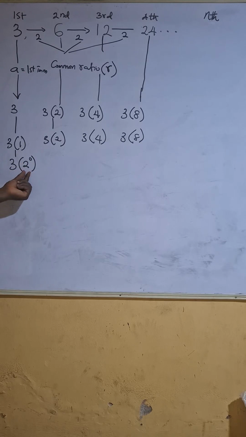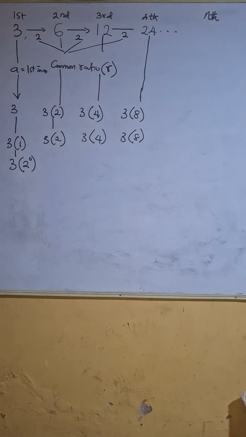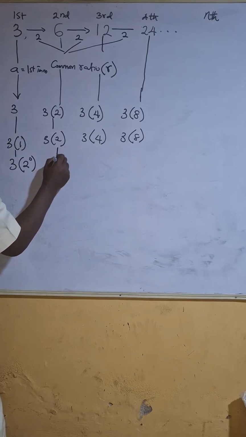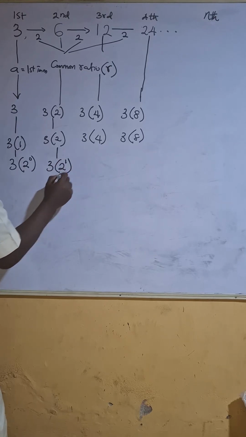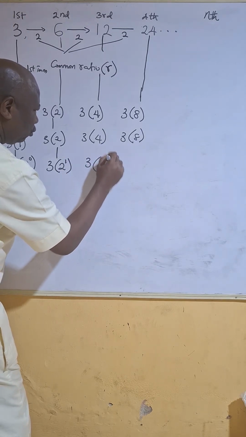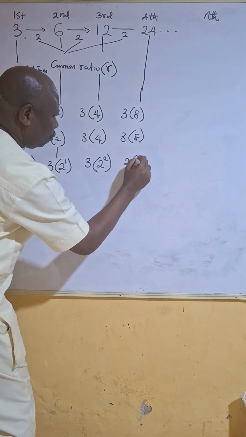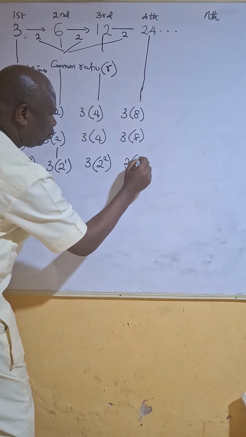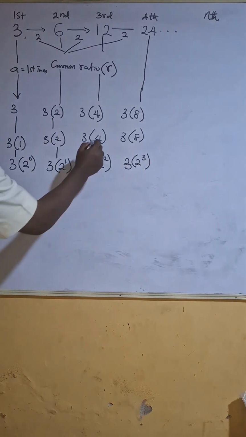The reason why we are choosing 2 is because 2 is the common feature in our expressions here. So this one also is 3 into 2 raised to power 1. This is 3 into 2 raised to power 2. This one is 3 into 2 raised to power 3. Okay?